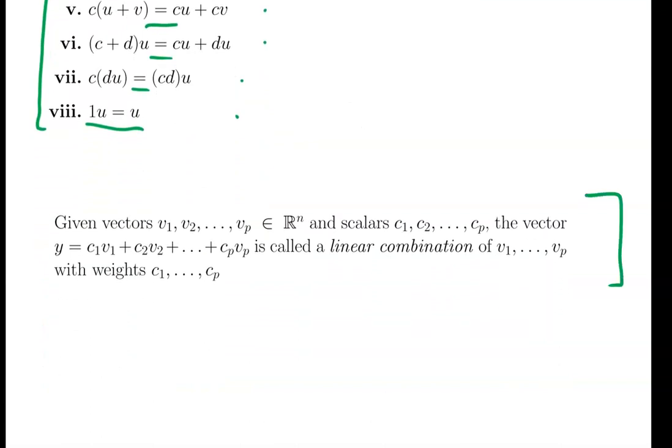Given vectors v1, v2, all the way up to vp in Rn, and scalars c1 to cp, if you take a look at this vector y, which is just c1 times the vector v1 plus the scalar c2 times the vector v2, etc., this is called a linear combination of the vectors v1 to vp. And these c's are the weights, the scalars or the weights. Okay, we're going to be talking about linear combinations a lot.